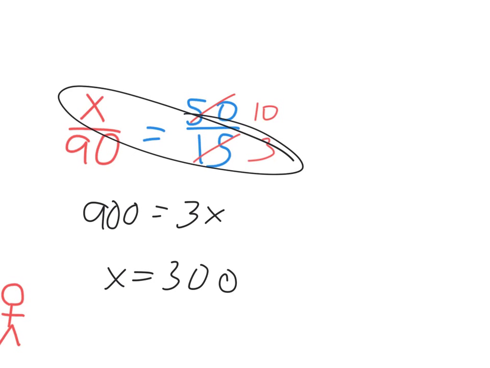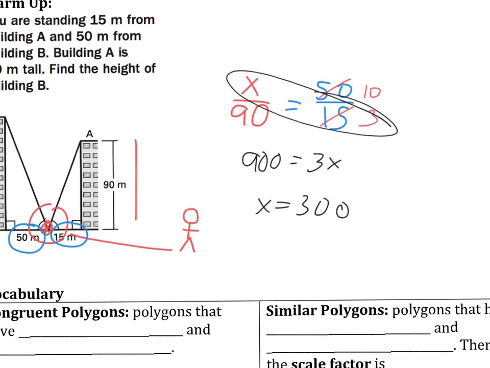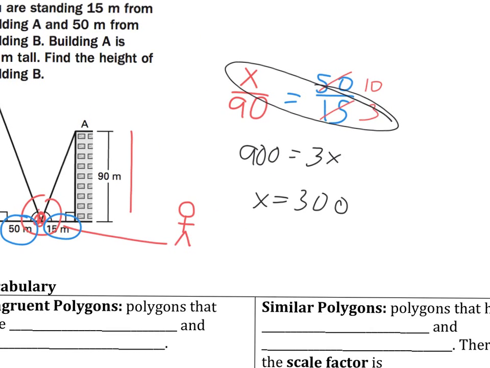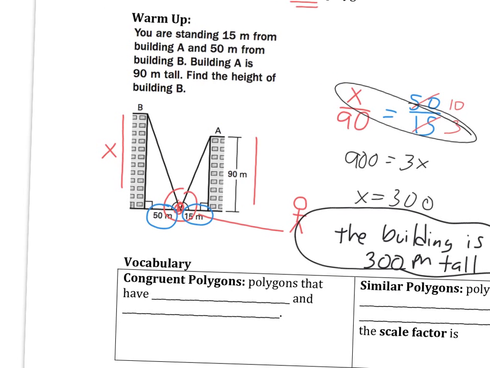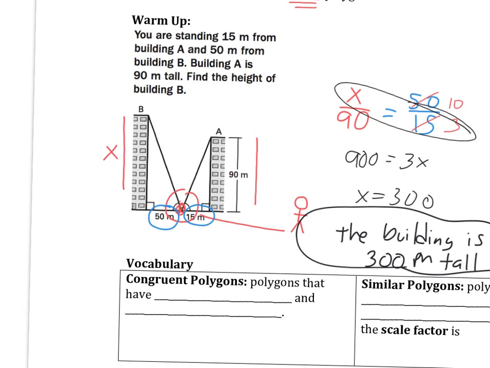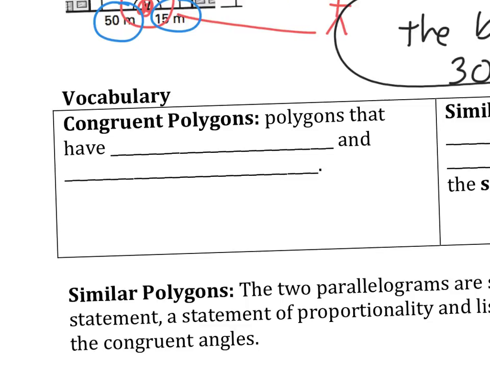Now when I bring it back into the real world, like a complete sentence, find the height of the building. I could say something like this: the building is 300 meters tall. Clearly this is not drawn to scale, because B should be more than triple this height right there.